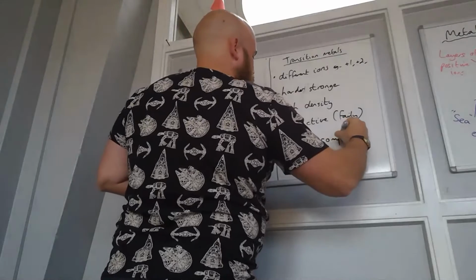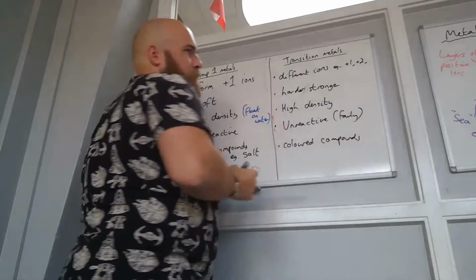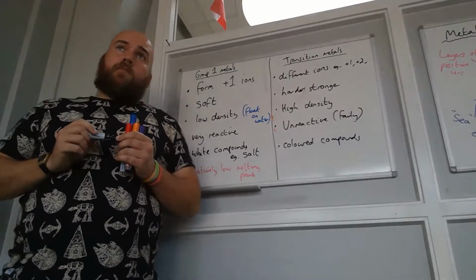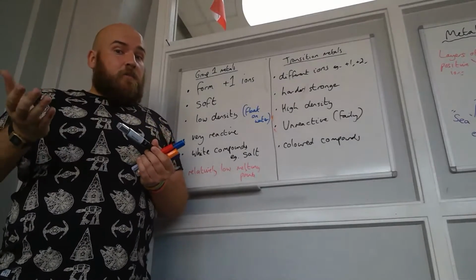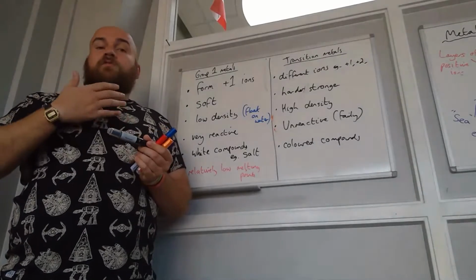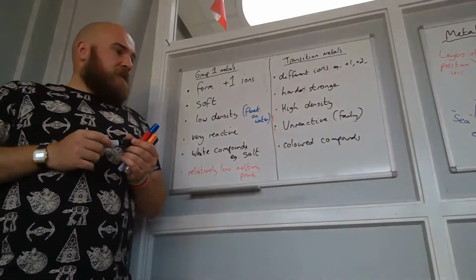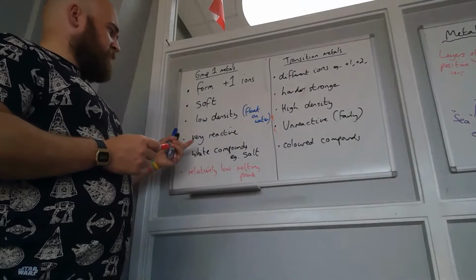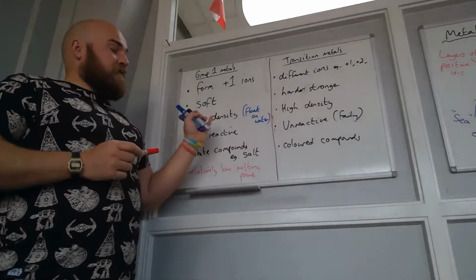Coloured compounds. So, for example, the Statue of Liberty is covered in copper carbonate, which contains copper and is that lovely sort of green colour. So again, they form coloured compounds, which is something else that the alkali metals don't.